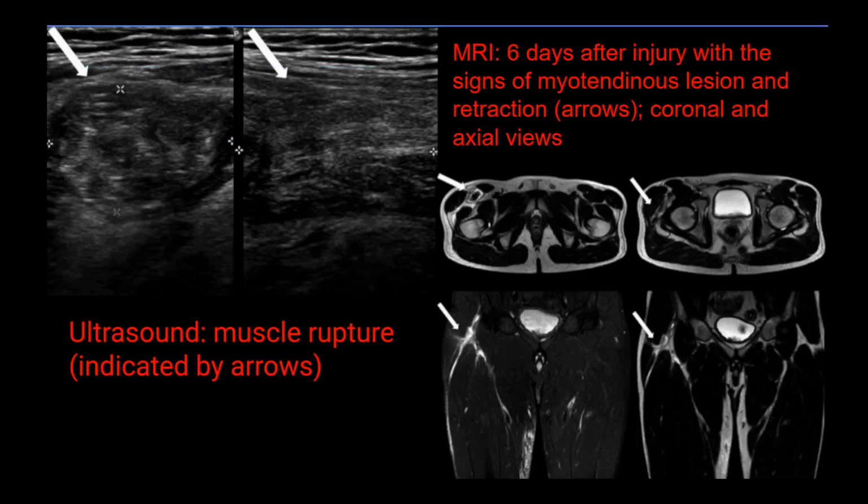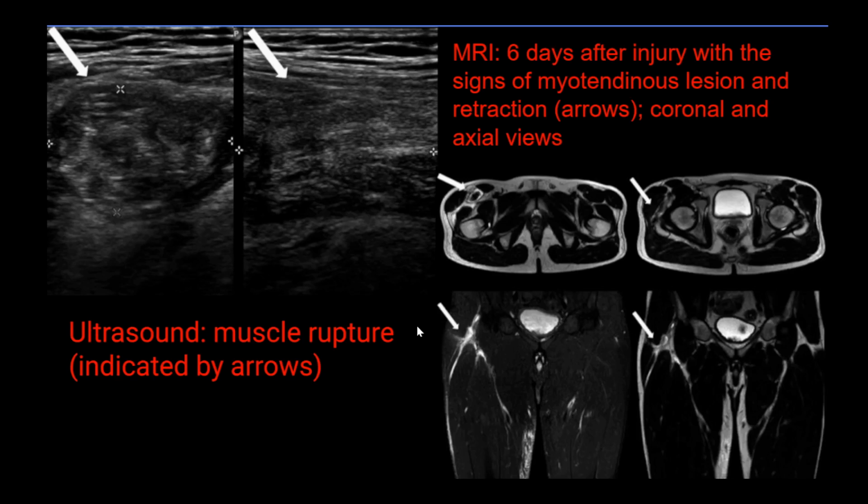So here's his imaging from the emergency department here on the left. And this is an ultrasound. What you can see here is edema and swelling around the rectus femoris muscle belly here. And then the same thing in the long axis here. You see this edema and swelling. There's no comparison here, but this is essentially what muscle injury looks like on ultrasound.